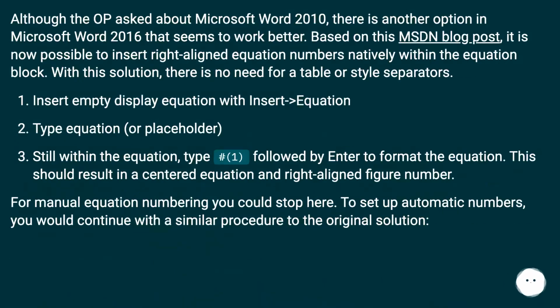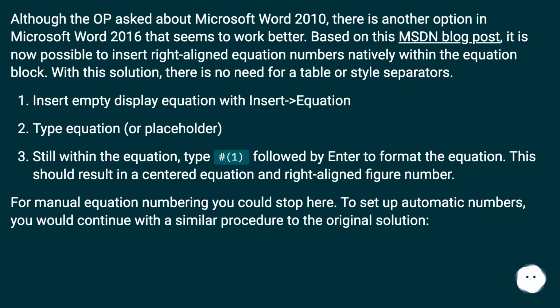Although the OP asked about Microsoft Word 2010, there is another option in Microsoft Word 2016 that seems to work better. Based on this MSDN blog post, it is now possible to insert right-aligned equation numbers natively within the equation block. With this solution, there is no need for a table or style separators. Insert empty display equation with Alt plus equals. Type equation, or placeholder. Still within the equation, type # 1, followed by Enter to format the equation. This should result in a centered equation and right-aligned equation number. For manual equation numbering, you could stop here.